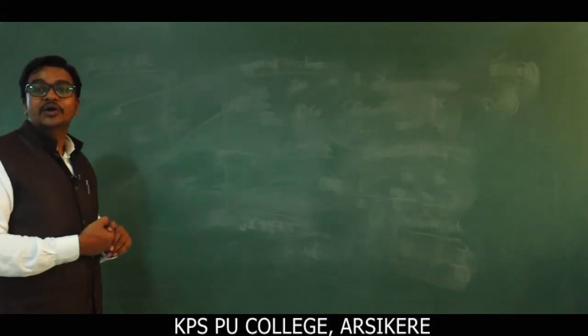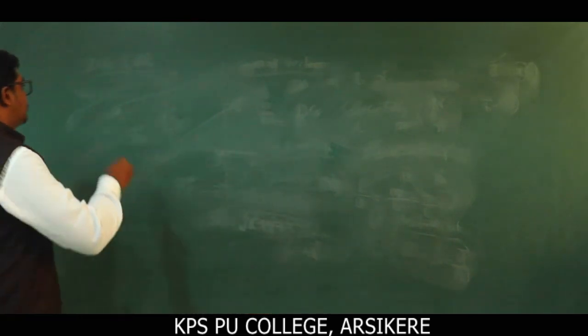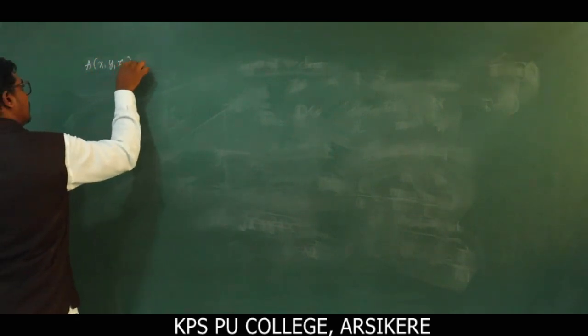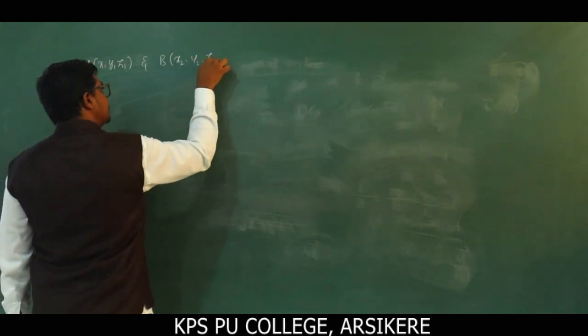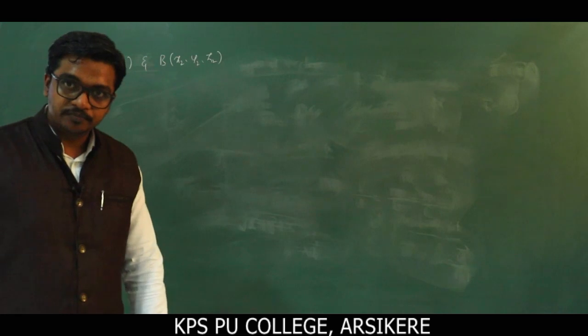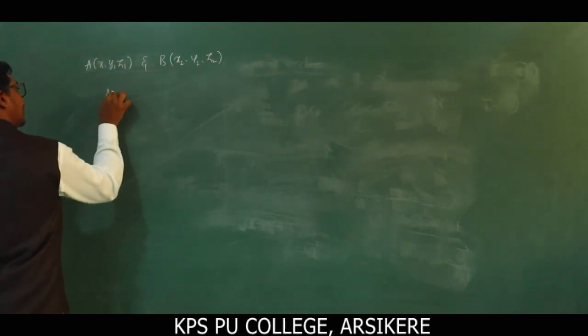Now dear students, we are moving to the next concept, vector joining 2 points. Suppose we have the point A of x1 comma y1 comma z1 and another point B of x2 comma y2 comma z2. Observe here. So vector joining of these 2 points represent vector AB is equal to.